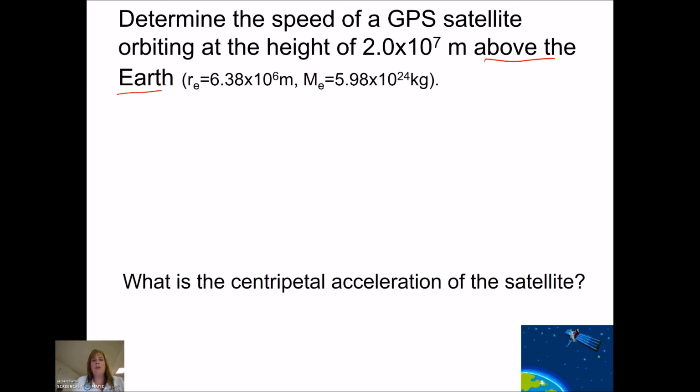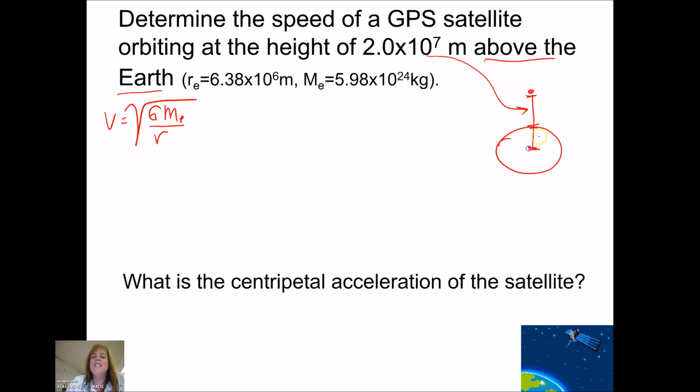Now, when we do this problem, we just said that the velocity is the square root of the gravitational constant times the mass of the planet that's being orbited divided by the radius, and this is the radius between centers of objects. If you think about what we have here, here's the Earth, and here's my satellite. This distance here is just this. So, not drawn to scale. We need to also add the radius of the Earth to this.